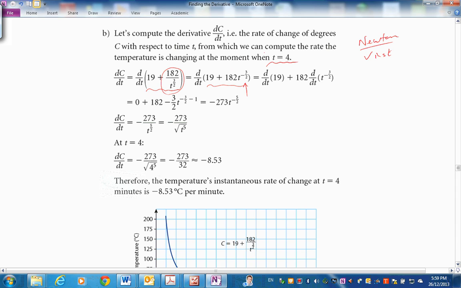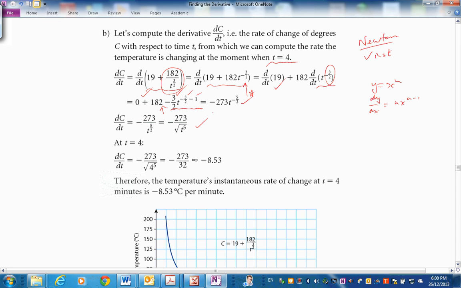182 over t to the 3 on 2, 182t to the negative 3 on 2. So the derivative of a constant is 0, and then we want the derivative of this creature. So 0 plus constant out the front. This is the x to the n rule, isn't it? Remember, if you've got y equals x to the n, the derivative is nx to the n minus 1, even if it's a fraction. So it's negative 3 over 2, t to the negative 3 over 2, take 1, negative 5 over 2. Right? Two negatives there. Negative 1.5, take 1. It's negative 2.5 if you like.